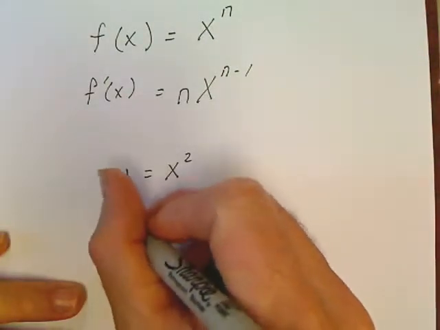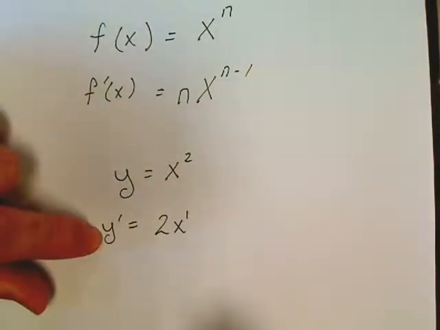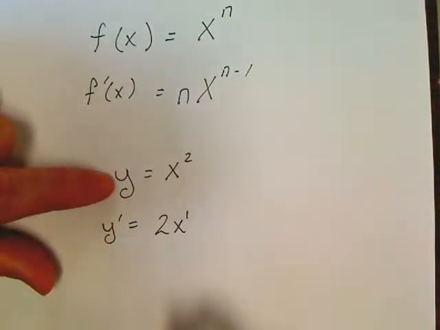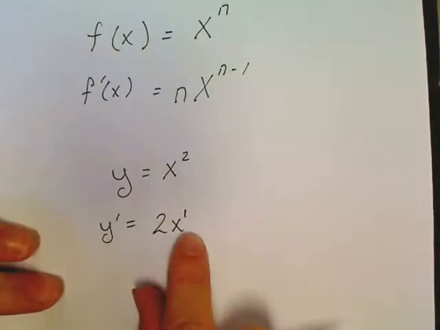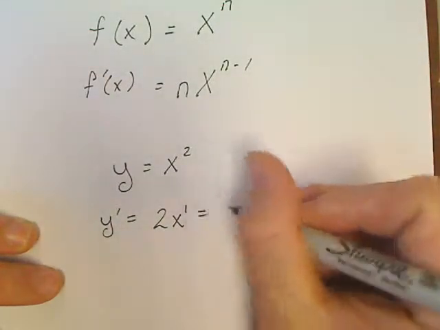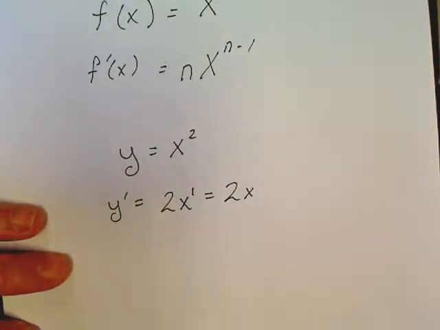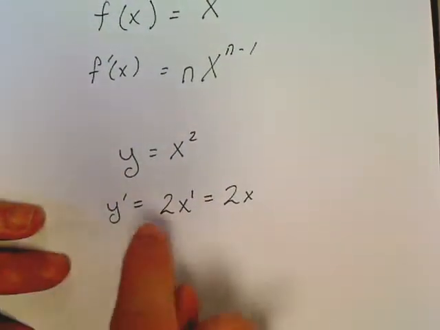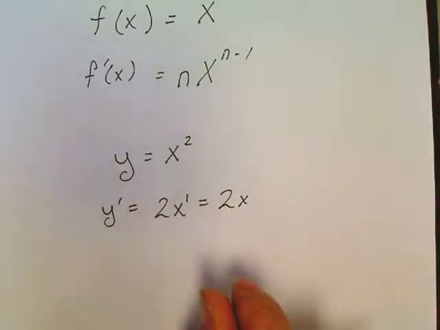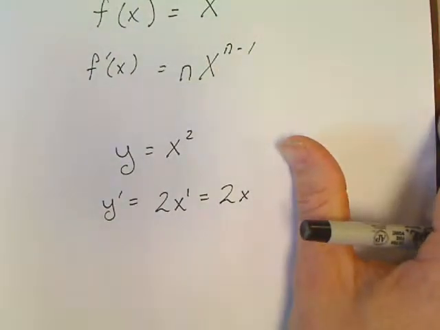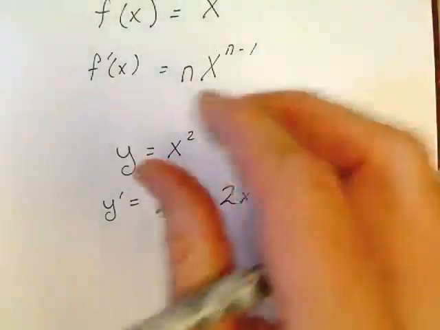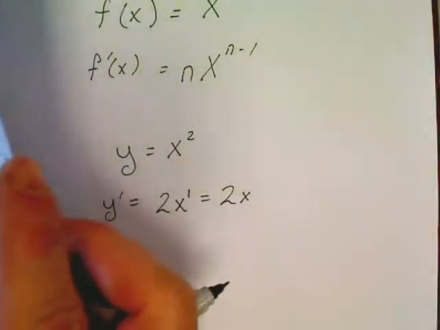And I'm going to write this as y prime. So I'm saying that the first derivative of this is 2x, or you could just rewrite it as 2x and leave the 1 off of it. That is all there is to taking a power rule derivative. That's it. Let's go ahead and take a look at some other examples here. I've got a few problems for you.